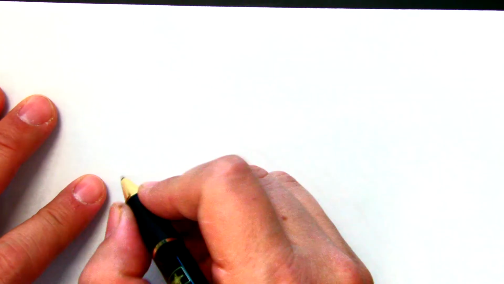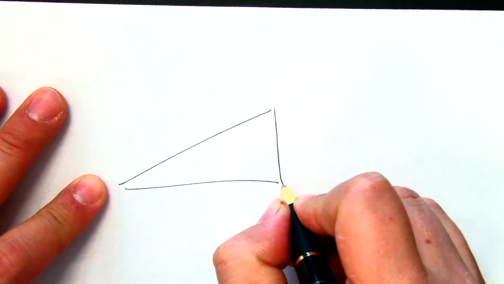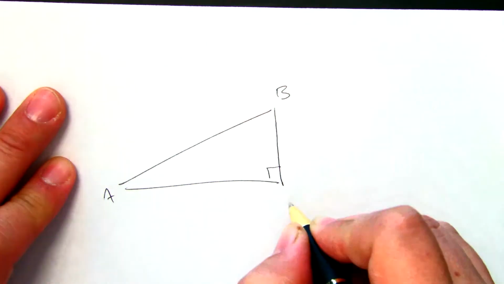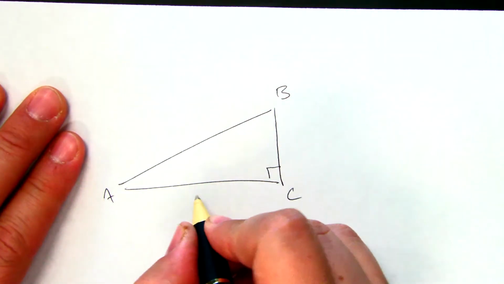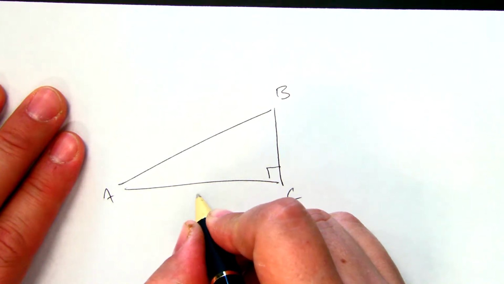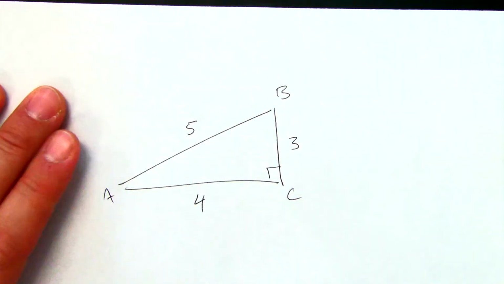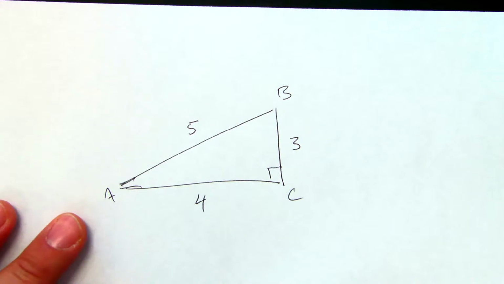But suppose I've got a triangle, and it's got to be a right triangle. Let's call it ABC. Very original. And we'll say that this side is 4, this side is 3, and this side is 5. I use those numbers because I know that's a Pythagorean triple. It makes a right triangle.